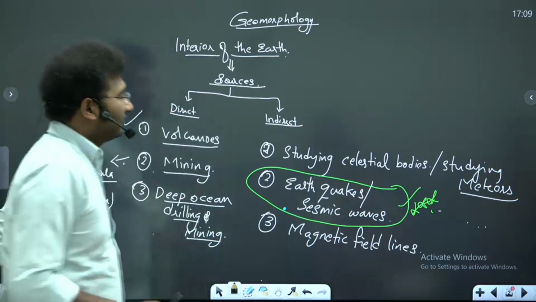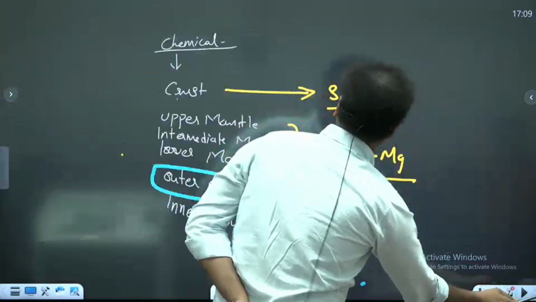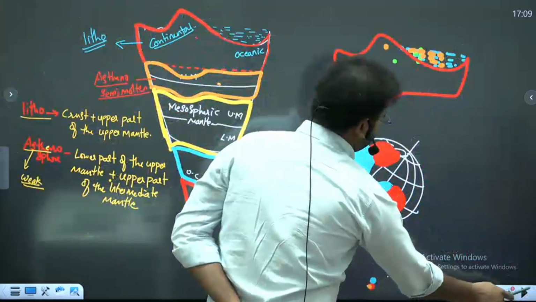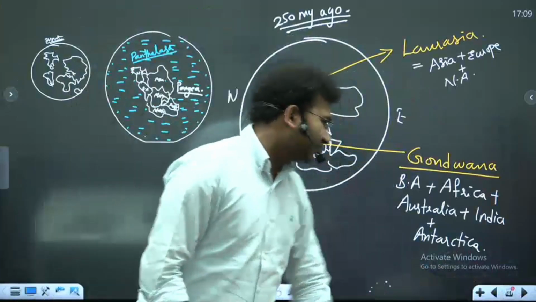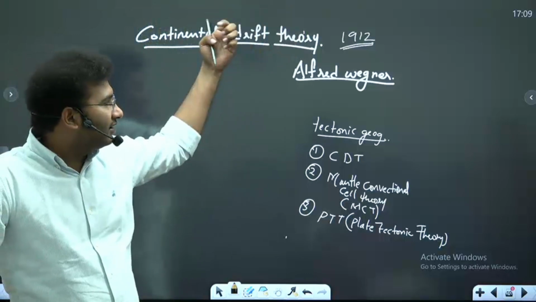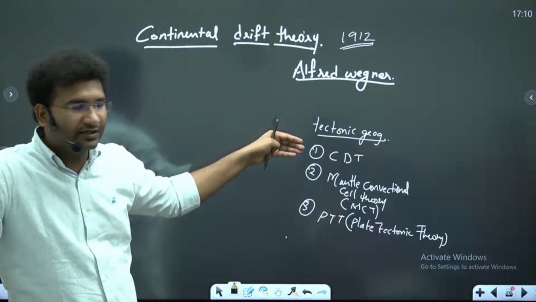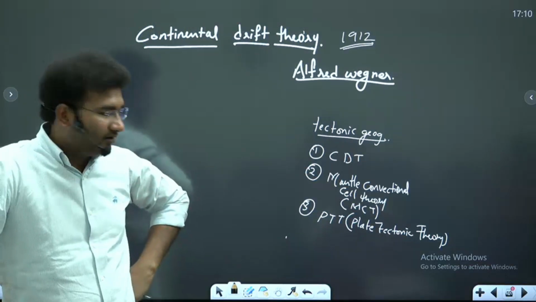We'll come back to yesterday's class. We were discussing continental drift theory. So, are you clear with the continental drift theory? Yes. Let us quickly revise. The continental drift theory is given by Wegener, 1912, tectonic geography, continental drift theory, mantle convectional cells, and plate tectonics theory. Right?